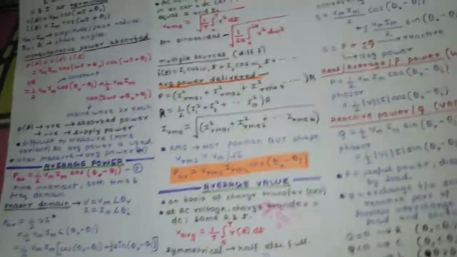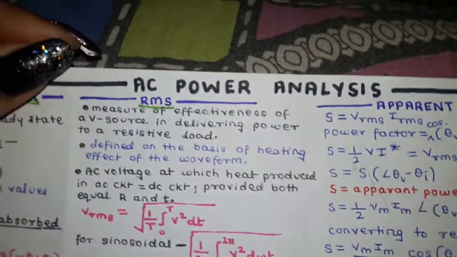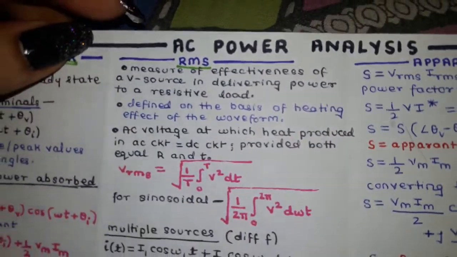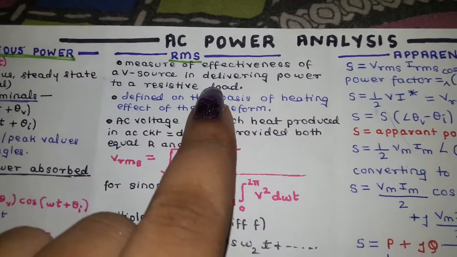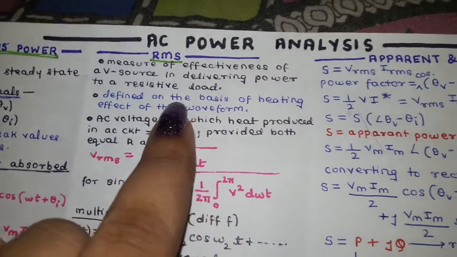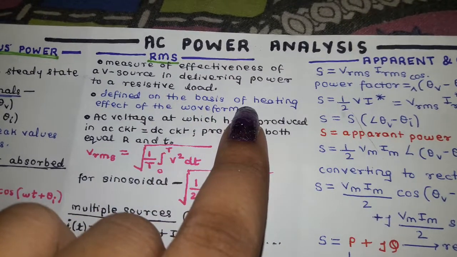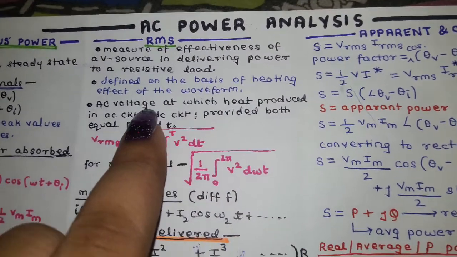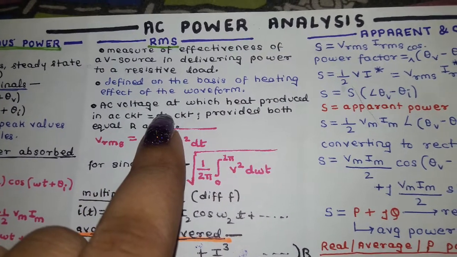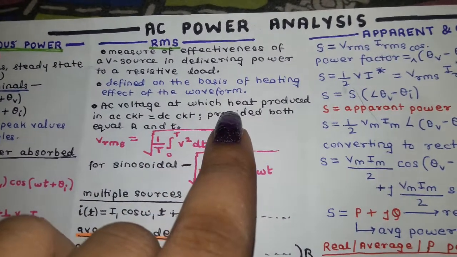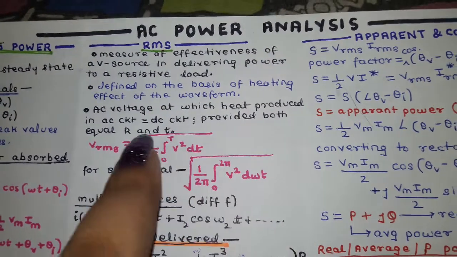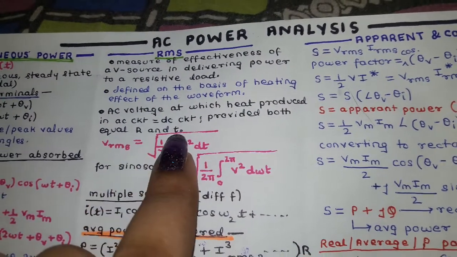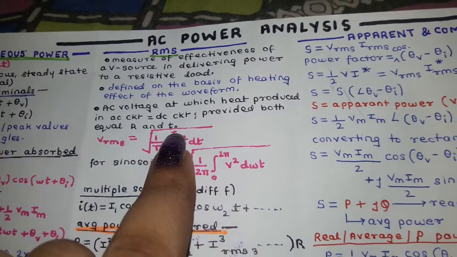Okay, now let's talk about RMS value. It has so many definitions. It is a measure of effectiveness of a voltage source in delivering power to a resistive load. It is defined on the basis of heating effect of the waveform. It is defined as that AC voltage at which heat produced in an AC circuit as well as DC circuit is same, provided that both the circuits have equal resistance and have been supplied for equal amount of time.